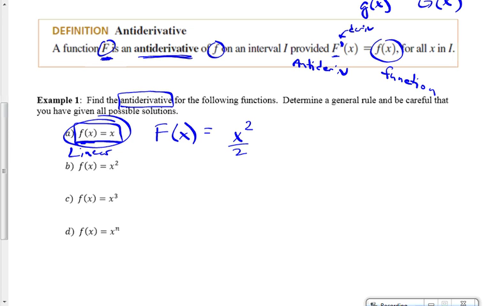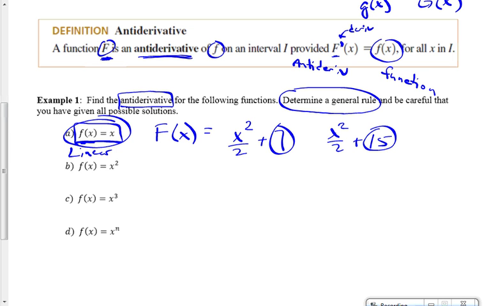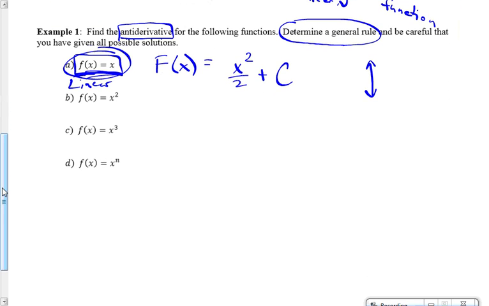Now, we should be able to find a general rule for the antiderivatives. There are a lot of functions that also have x as their derivative: x squared over 2 plus 7, x squared over 2 plus 15. Any constant value added to that function will give us the same derivative, x. So for notation, we add what's called the constant of integration, typically denoted with a capital C. That constant value allows the function to move up and down on the graph and still have the same derivative. Really important that you bring that C value along every time.